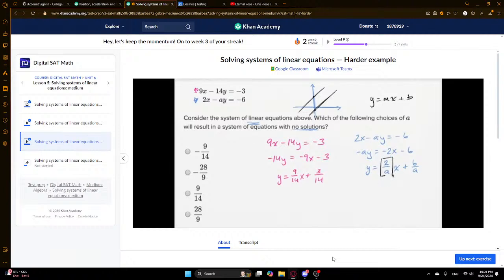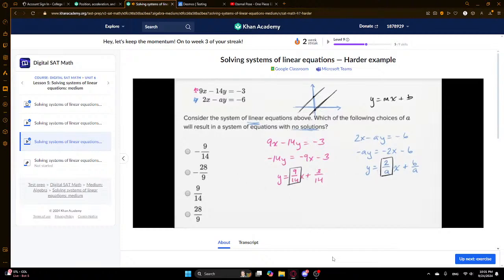All right, so we need to set up a situation where 2 over a is equal to 9 over 14. These two things have to have the same slope. And then when we figure out that a, we have to verify that they have different y-intercepts. Because if they have the same slope and the same y-intercept, instead of having no solutions, they would have an infinite number of solutions, because then it would be the same line. But let's solve for a.